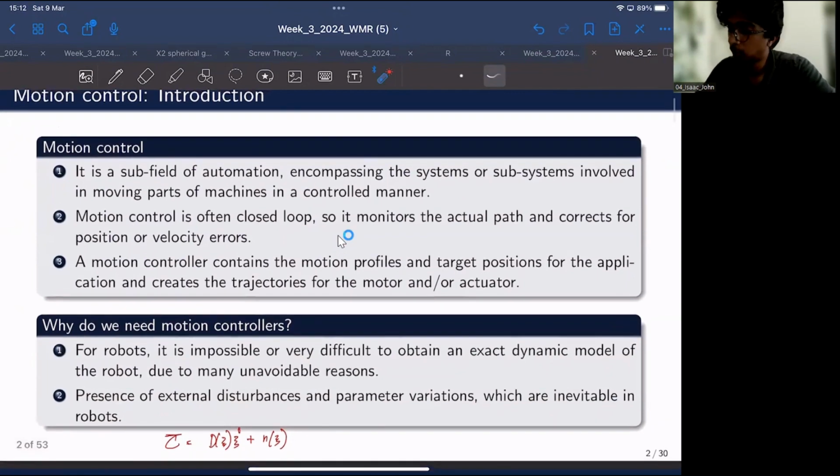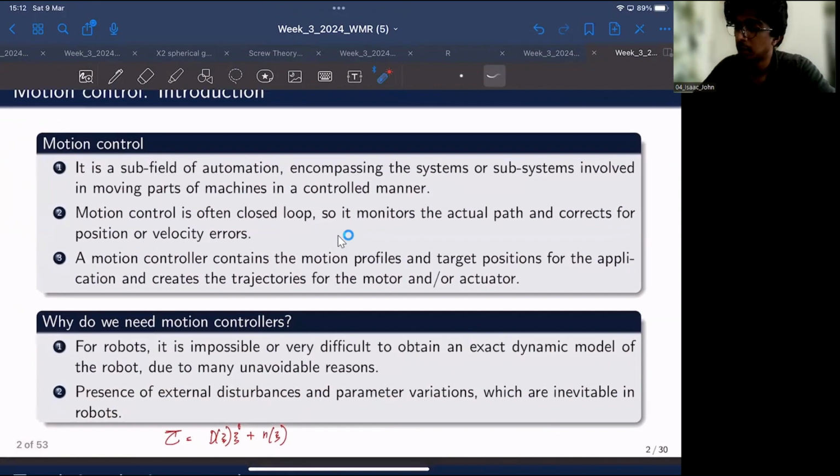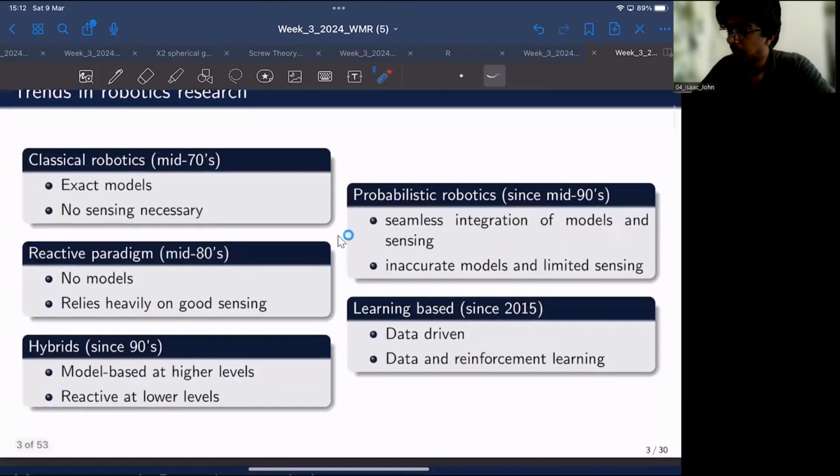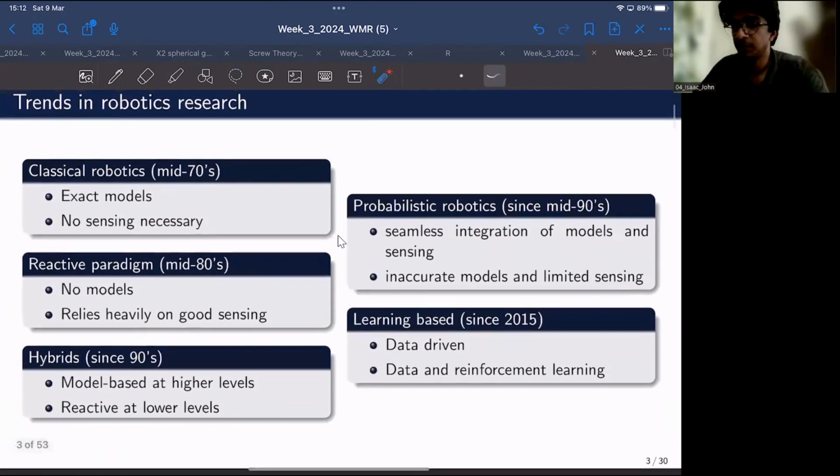Yeah, so that is about why we need motion controllers, the relevance of motion controllers in robotic systems. And later in the lectures, we have also covered how the trends in motion controllers evolved from around the 1970s all the way to the present learning.